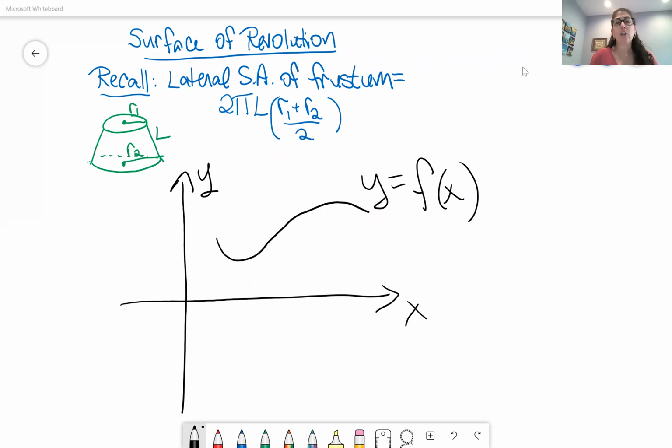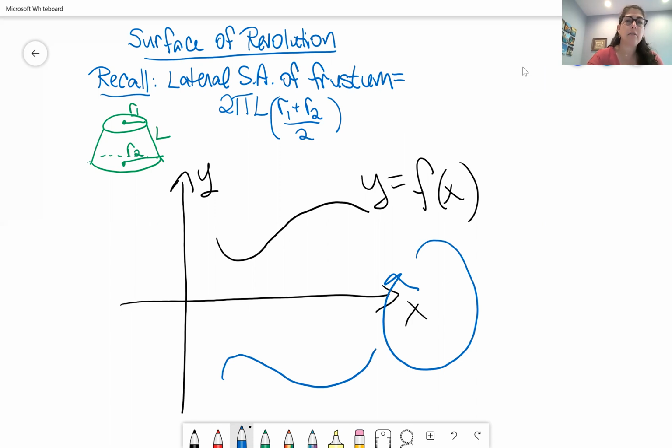So now let's take a look at a function y equals f of x, and let's revolve the graph of that function around the x-axis. What we get is a solid. Let's just say we start at some point A and we go to some other point B, and we get a solid. You've seen this before when you talked about volumes of revolution. But what I want to look at today is the surface area around the outside of this solid.